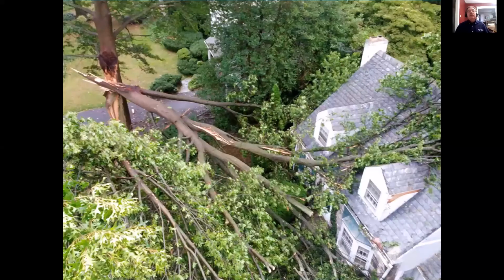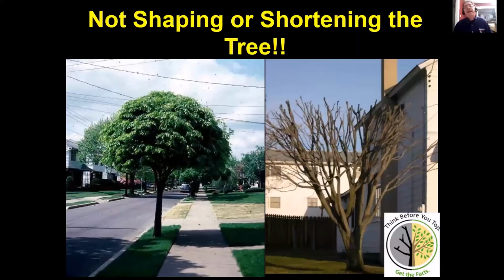This one failed and hit the house and did damage in the backyard. And I don't know if you can see my cursor, but that's where the codominant stem and this thing called included bark existed between these two pieces of this maple tree, right? So it is a structural defect that we're trying to prevent, right?